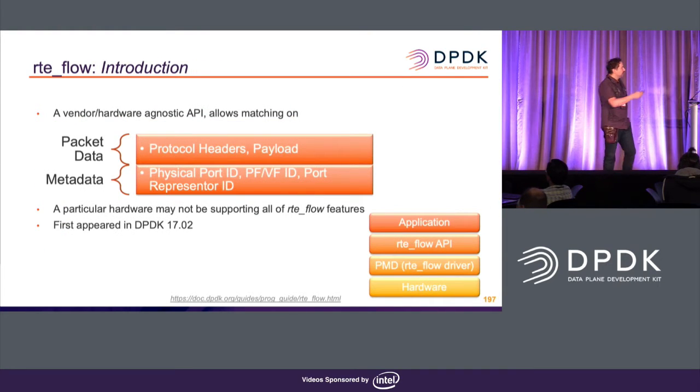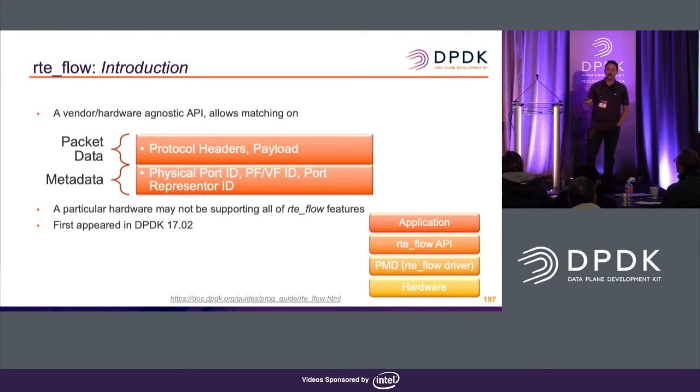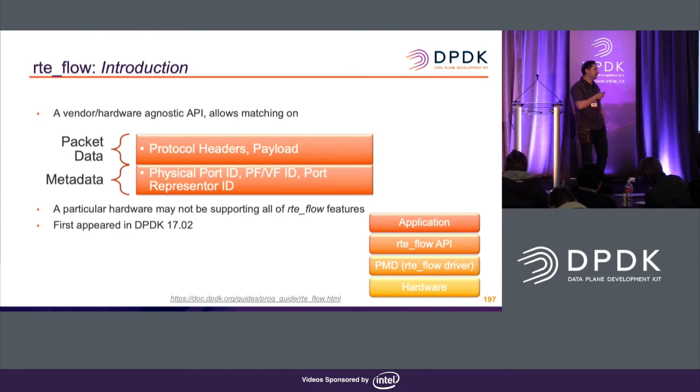So the regular programming goes by giving you the introduction to RT flow. It basically lets you match incoming packets to certain rules. It might be the part of the packet where you have the protocol headers or payload, or it could be about the metadata, like which port this came in from, whether that's a physical function X or a virtual function Y, or a port representor for that matter. Keep in mind that not all of these features may be present in a particular hardware implementation of that API, but this RT flow API first appeared a number of years back.